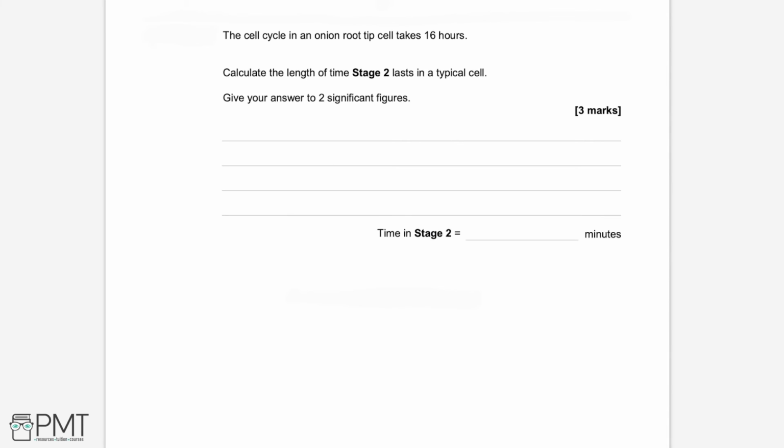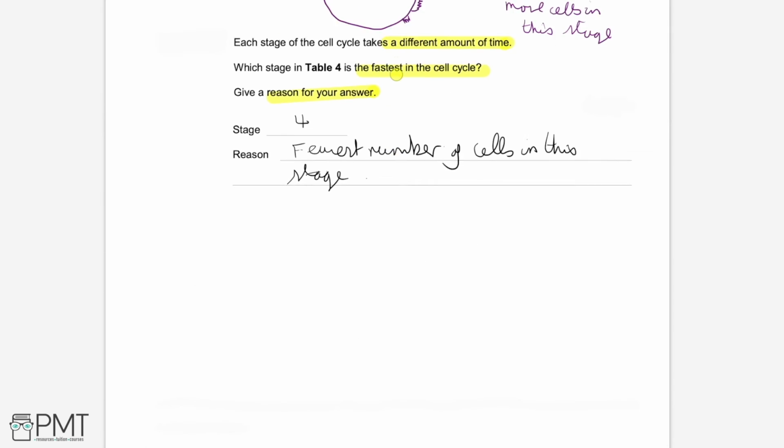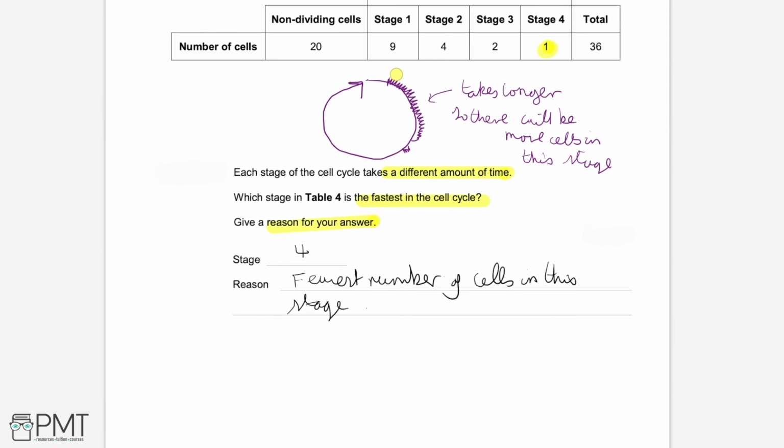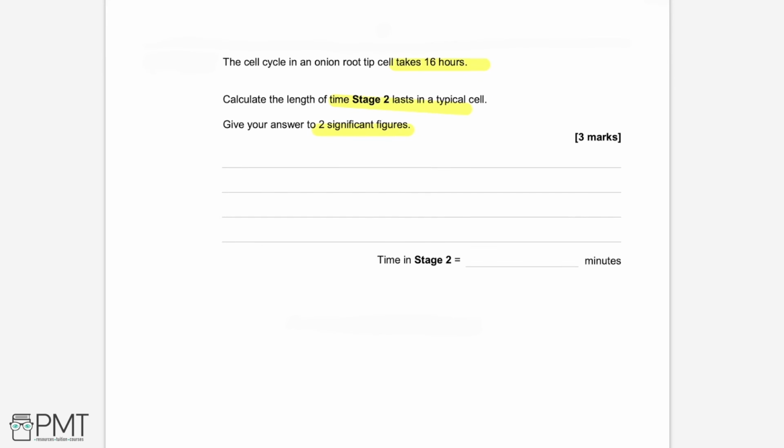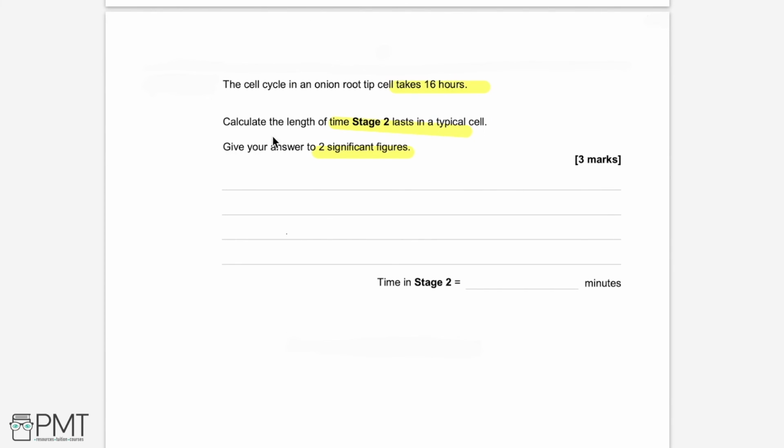The cell cycle in an onion root tip takes 16 hours. Calculate the length of time stage 2 lasts in a typical cell. Give your answer to 2 significant figures. Well, if we look at stage 2, we see that there are 4 cells there out of a total of 36. And the proportion of cells in stage 2 will be the same as the proportion of time it takes in stage 2 compared to the whole cycle.